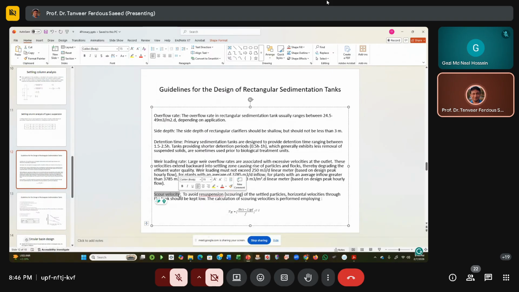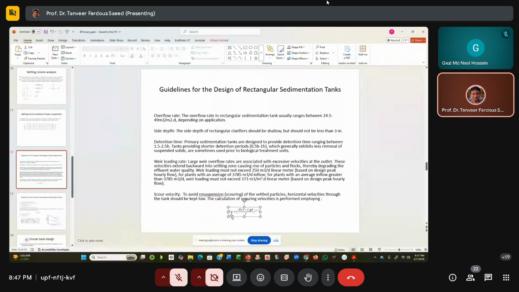Now, another important topic is scour velocity. What is scour velocity? Scour velocity is the horizontal velocity of the flow that causes resuspension of the settled particles. We need to avoid resuspension because in the sedimentation tank, solids should settle and not be resuspended. Scour velocity is that horizontal velocity that causes resuspension of the settled particles, so definitely it must be avoided. And how can we compute it? This is the horizontal velocity that causes scouring, so we need to compute this value.